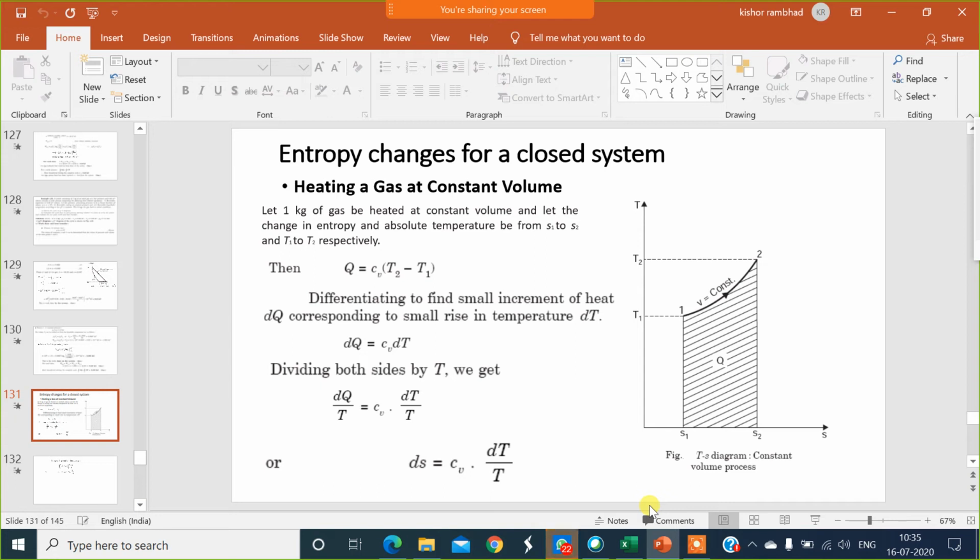Everyone, this is lecture number 20 of engineering thermodynamics. In last lecture we have seen some numericals based on ideal gas. Now let us derive the equation for entropy for different processes.